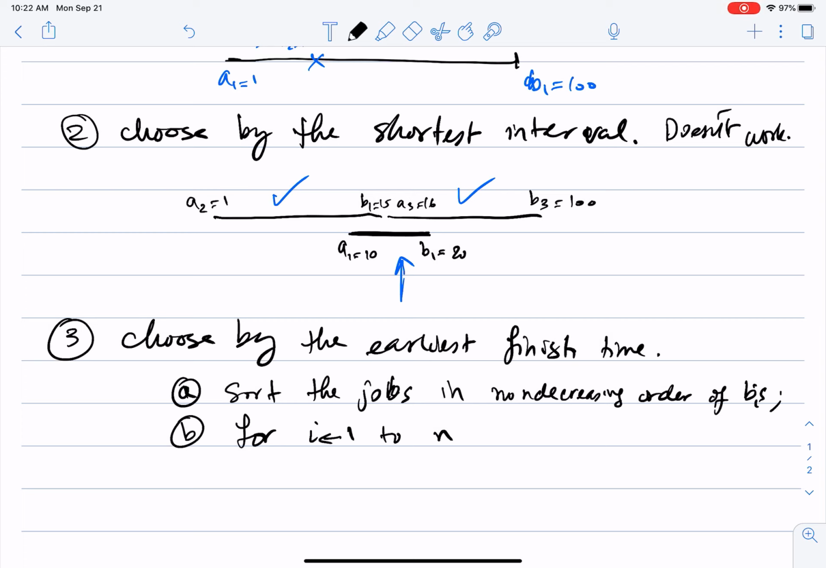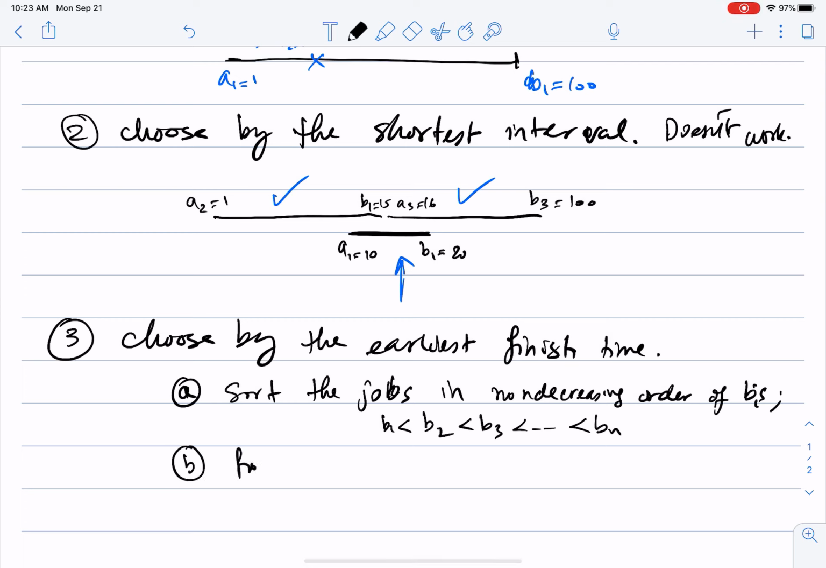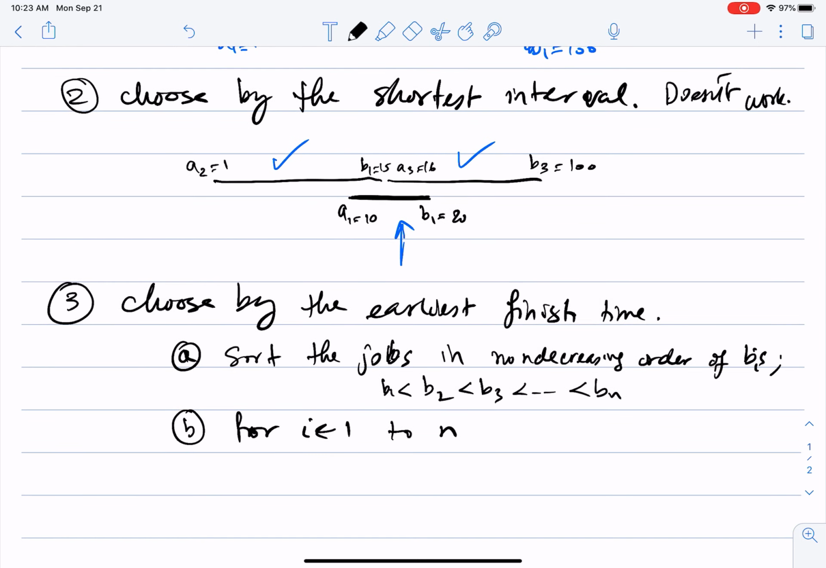So imagine that they were sorted as B1 smaller than B2, smaller than B3, and so on, and smaller than Bn. So this is really the order, that B1 is the smallest, B2 is the second smallest, and so on. Then we go for i equals 1 to n. We need to create a list of all these ones here.